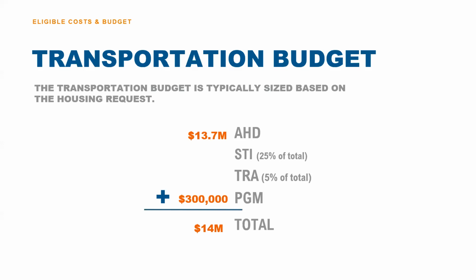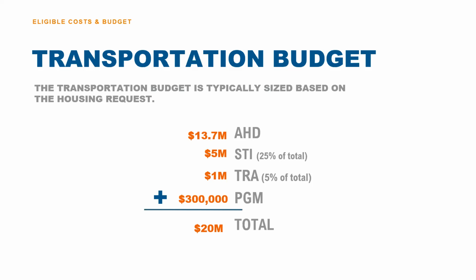Say a developer is asking for $13.7 million for their affordable housing development loan. You'll note that we have put it in here as the acronym AHD. Let's assume then that the program cost requires $300,000. And remember that the max for programs is $500,000. So that leaves us with a total ask right now of $14 million. But that leaves out the STI and TRA costs for the transportation improvements. You will want to include STI and TRA costs in your application because they contribute points on the application, which I'll explain next.